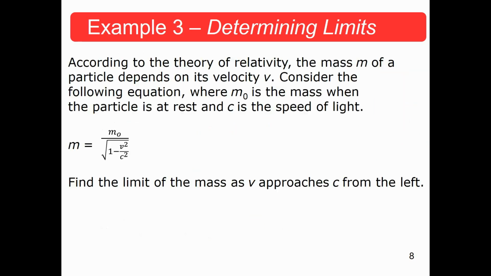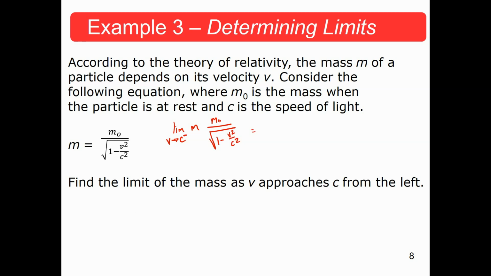Now, according to the theory of relativity, the mass of a particle depends on its velocity, v. Now, consider the following equation where m sub 0, or m naught, is the mass when the particle is at rest, and c is the speed of light. I don't need any actual values here, but what I want to find out is what the limit of the mass is as v approaches c from the left. So we're looking for the limit of m as v approaches c from the left of this whole function: m naught over the square root of 1 minus v squared over c squared.